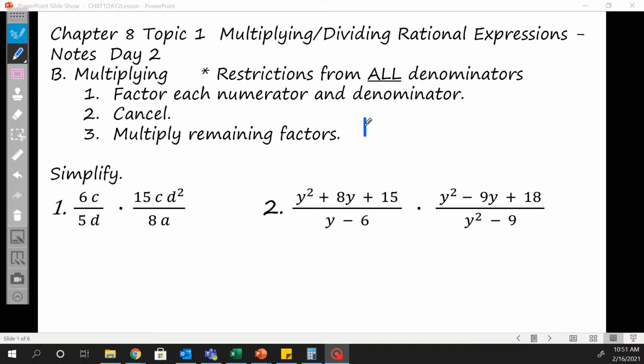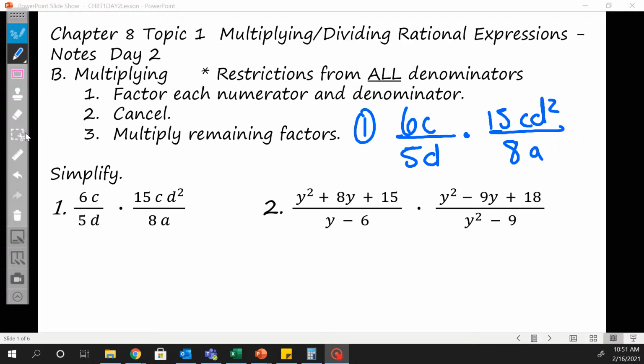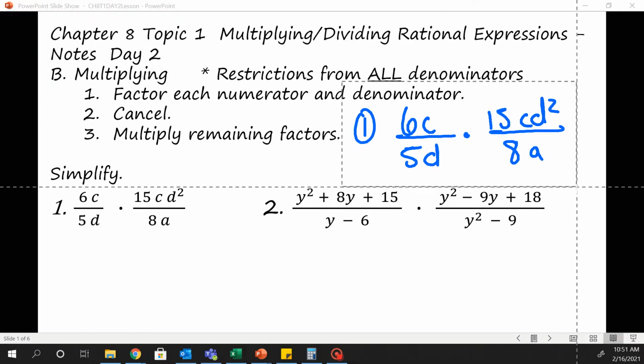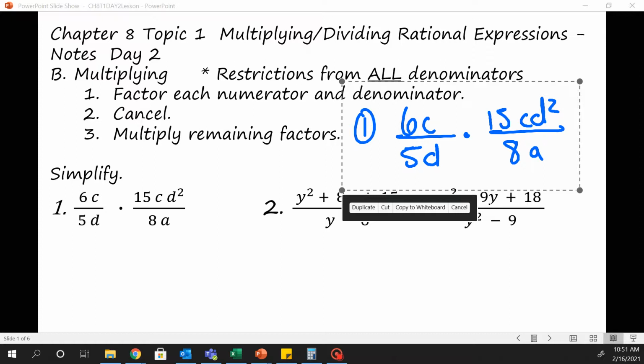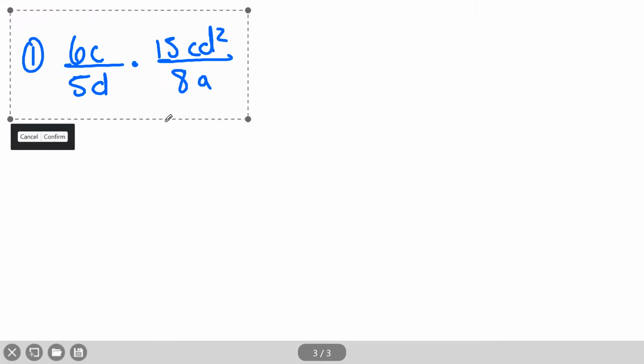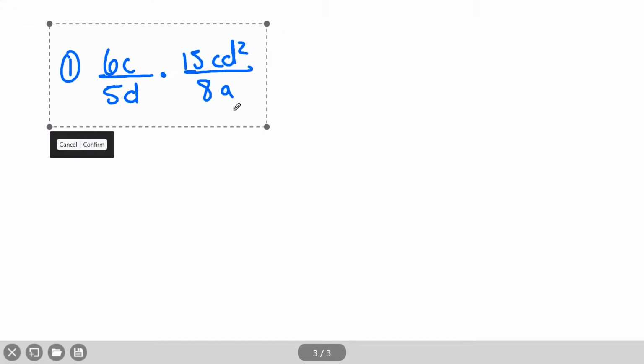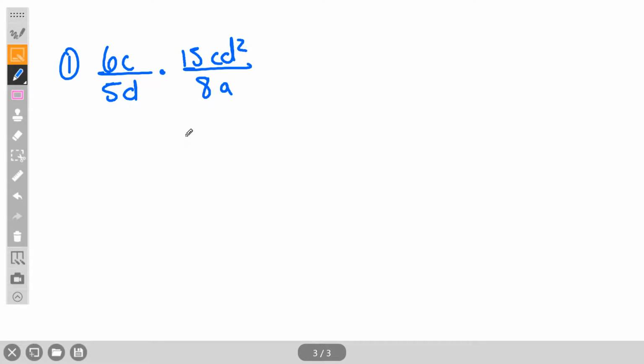So number 1, 6 times c over 5 times d, multiplied by 15cd squared over 8a. Okay, well, first it is going to be easier to factor, and to multiply these together. So c times c, that's c squared, 6 times 15.